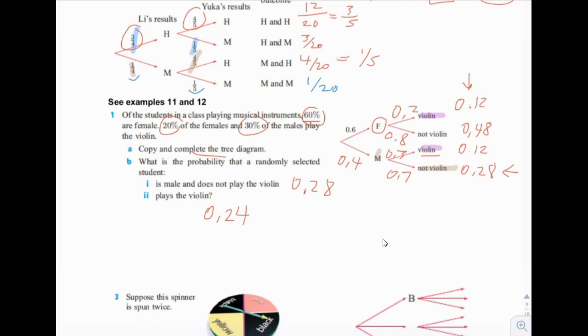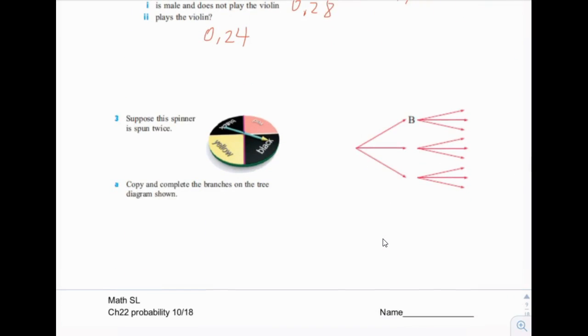All right. Number 3, suppose this spinner is spun twice. Copy and complete the branches of the tree diagram at right. So this is kind of a weird spinner. Do you see it's got red, black, black, and yellow? It's got black twice. So if each one of these regions is equal, like a 1/4 region, do you see that black is actually worth a half? Black is going to be 1/2 chance, while red and yellow are only going to be 1/4 each because they only occupy 1/4 of the area of the spinner.